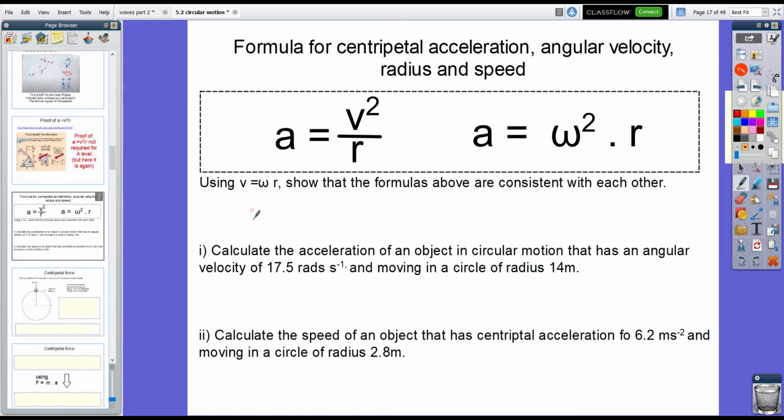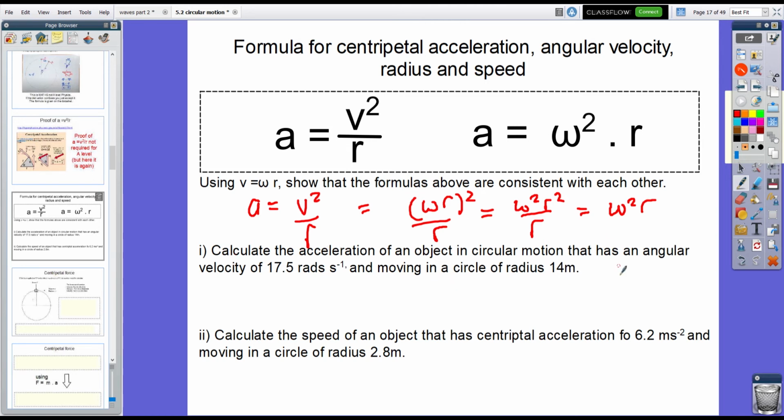It's relatively straightforward. a equals v squared over r. We're taking that as our starting point, but v equals omega r. So that equals omega r squared divided by r. Let's do it slowly. Omega squared r squared over r, which equals omega squared r. So those formulas are really just two of the same formulas.